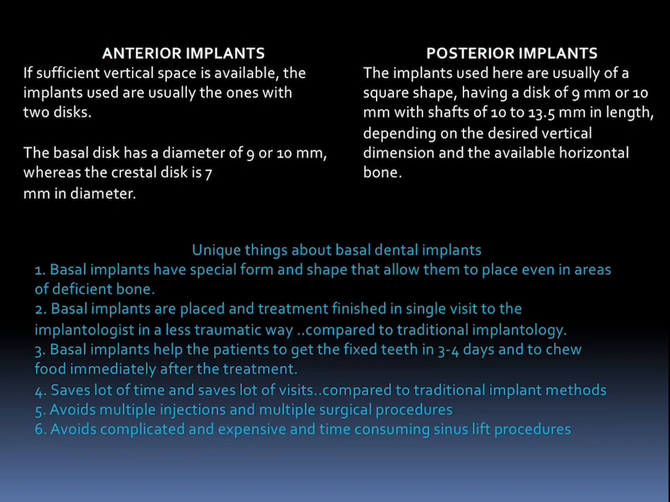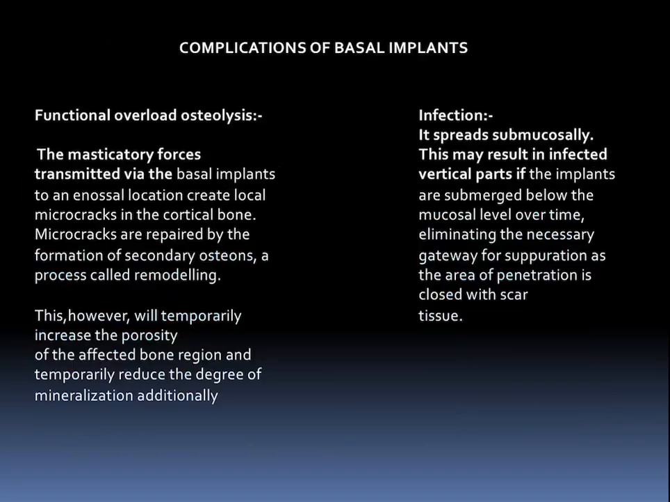Now what are the unique things about these basal implants? The basal implants have a spatial form and shape which allows them to be placed even in areas where the bone is deficient. Even immediate loading can be done with the help of these basal implants. It saves time, saves the number of visits, and saves the secondary surgery also. It avoids multiple injections and multiple surgical procedures. It avoids complicated, expensive, time-consuming sinus lift procedures as well.